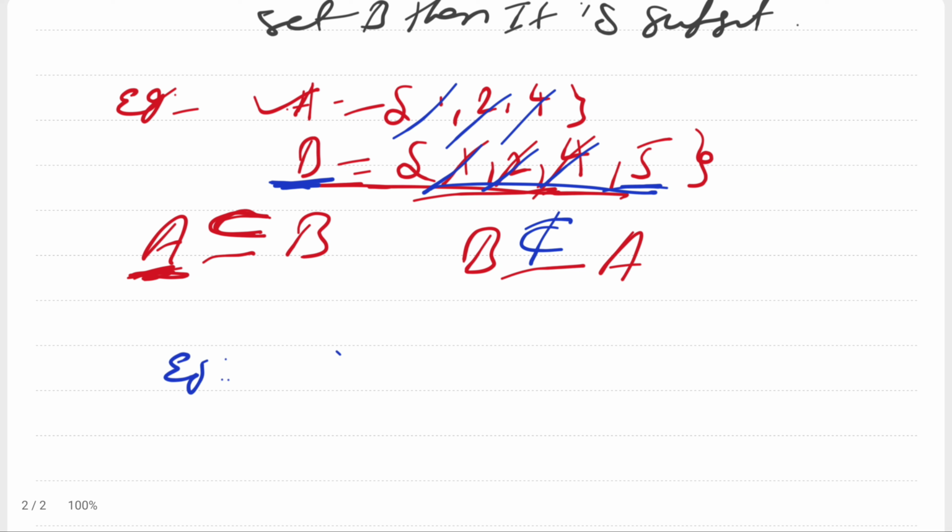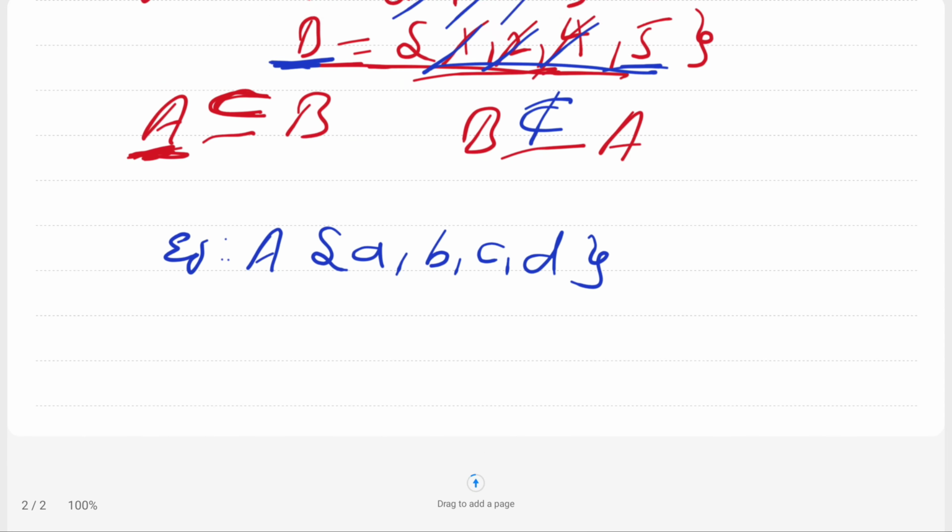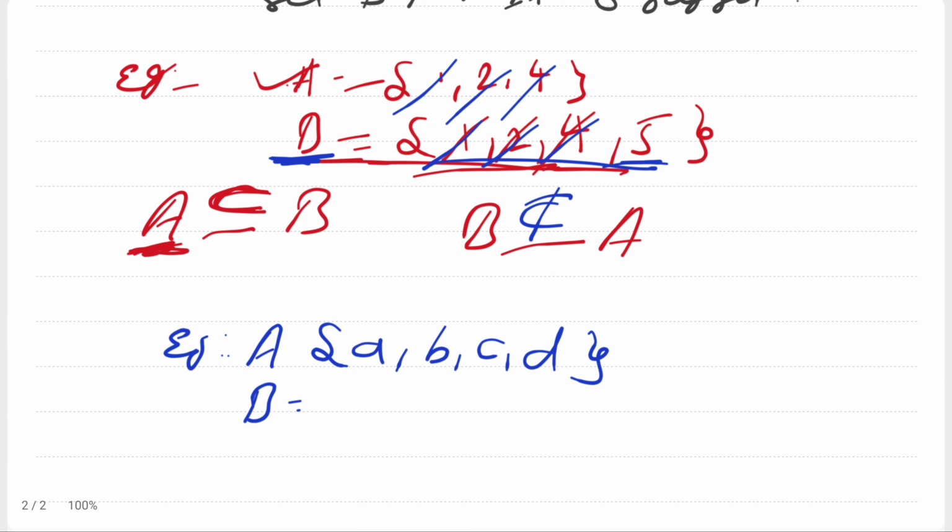Example number 2. This is B, C and D. Here A is given. I'm asking you, here B is given like A, E. Don't write this. We can write here. Let's wait.